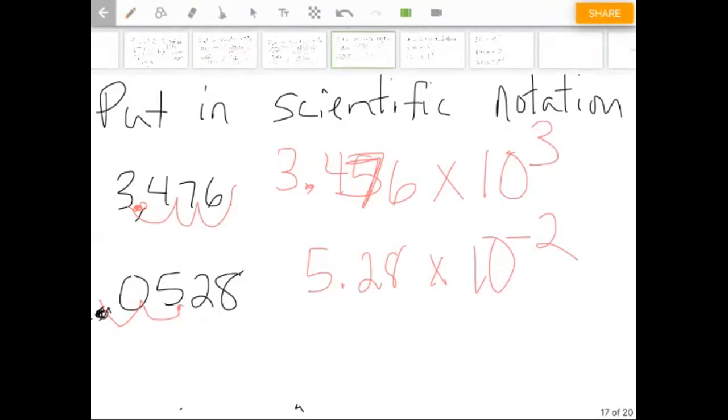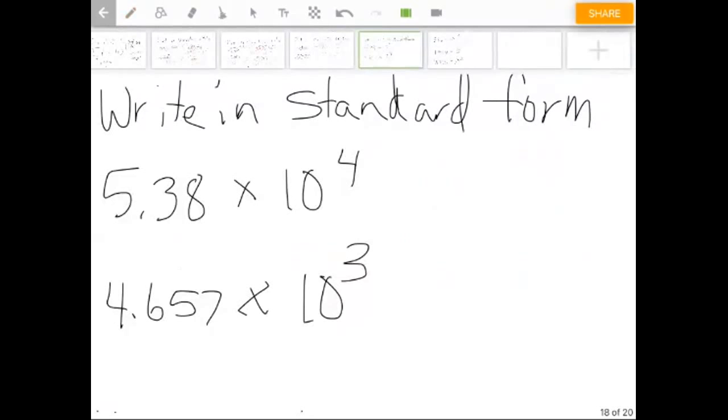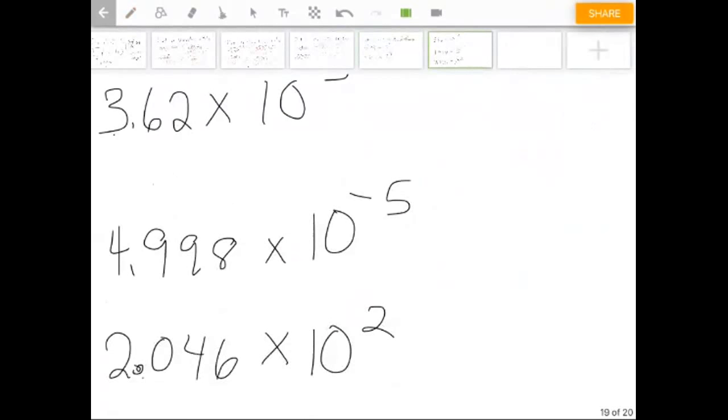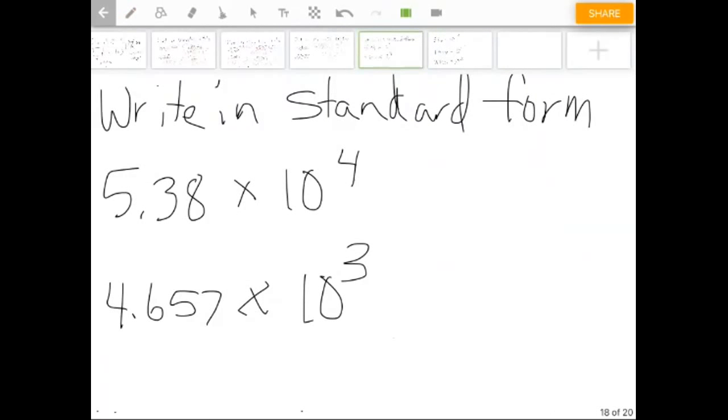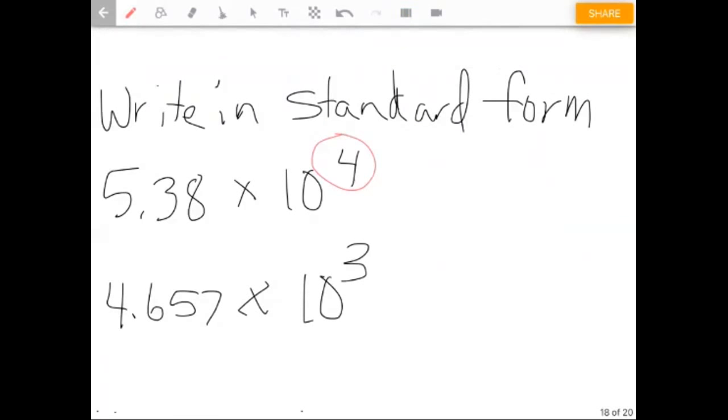All right, so now what I'm going to do, my iPad is taking a minute, is give you a number in scientific notation. We want to put it in standard form. So if you notice, this is a positive exponent. So this means it's going to be a big number. With a positive exponent, we're going to take that decimal and move it to the right 4. And then wherever there are blanks, we're going to fill in zeros. So this would equal 53,800.